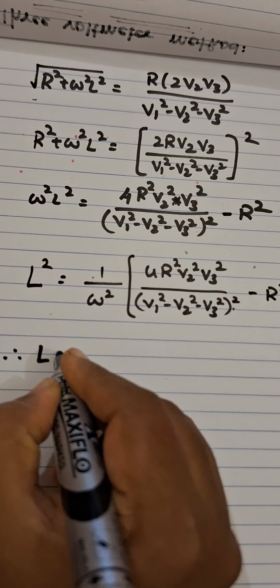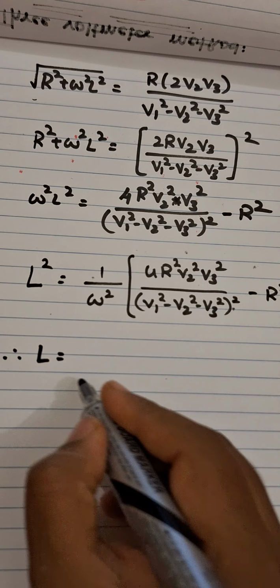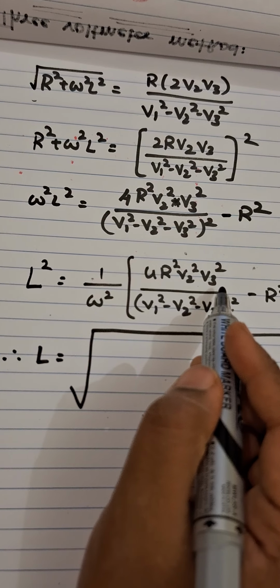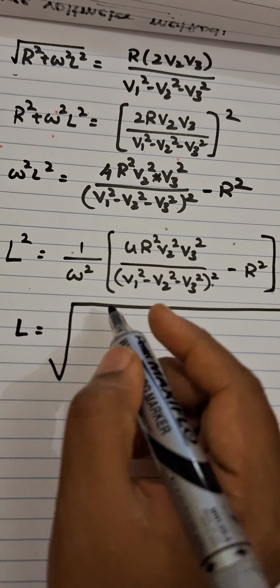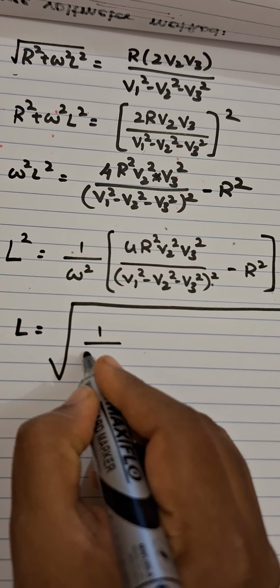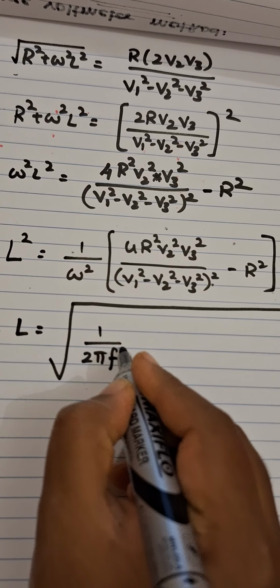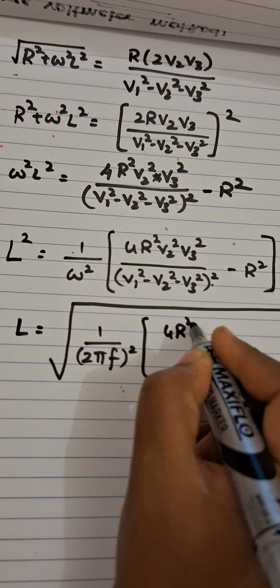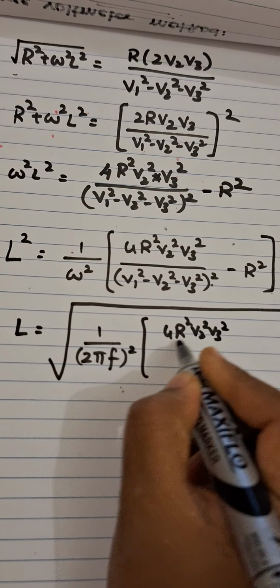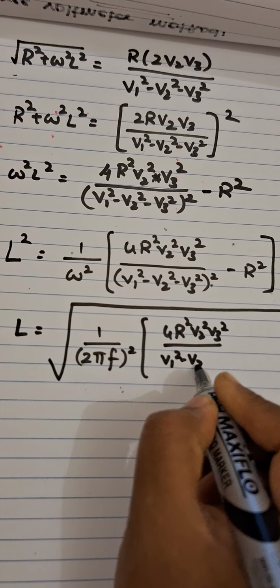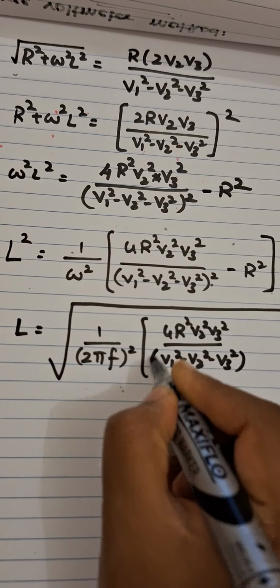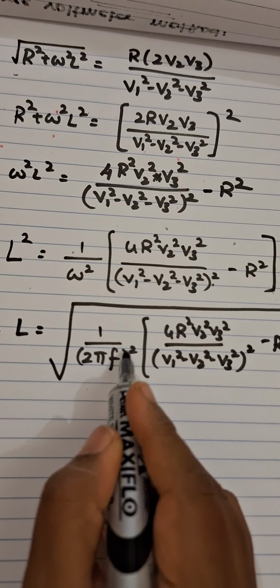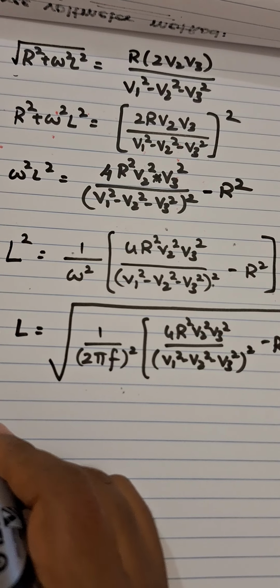Therefore, I can say L is equal to the square root of, because square went this side means it is root, right? So square root of 1 by omega square means 1 by, what is omega? As I said, omega is 2 pi f. So 1 by 2 pi f whole square into 4 R square V2 square V3 square by V1 square minus V2 square minus V3 square, whole square, minus R square. This is 1 by 2 pi f whole square root, so I can bring it out.